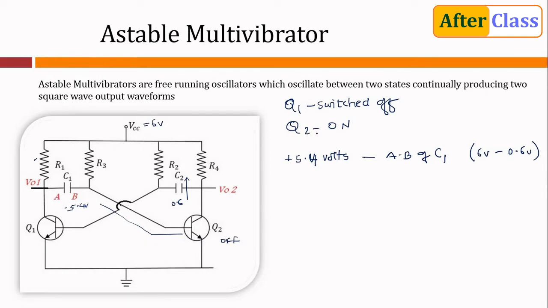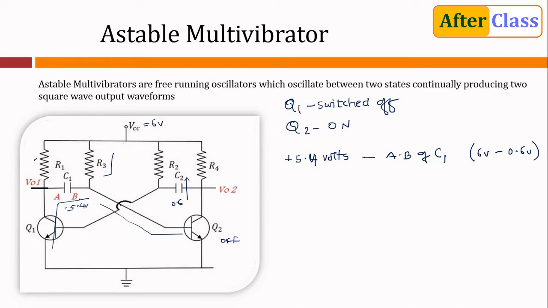Initially we had assumed it to be on. Now because of this action, the transistor is driven to cut off. Since this transistor is driven to cut off, the capacitor C1 begins to charge in the opposite direction via resistor R3 because this is conducting. It will start charging through this path because this is connected to a VCC of 6 volts.